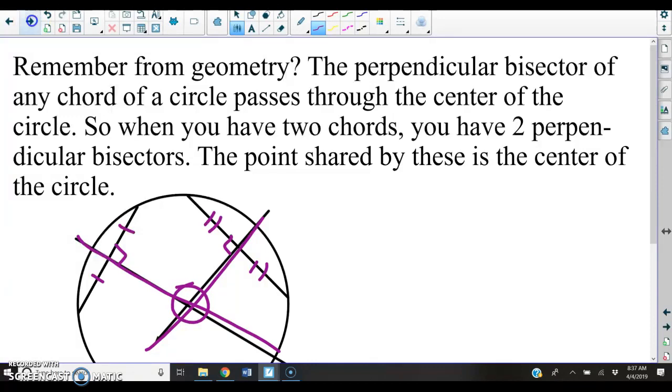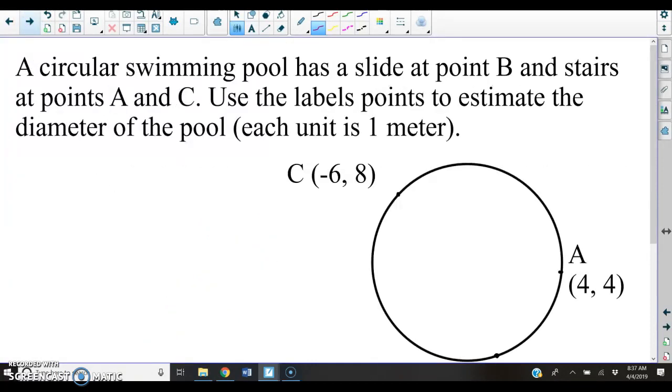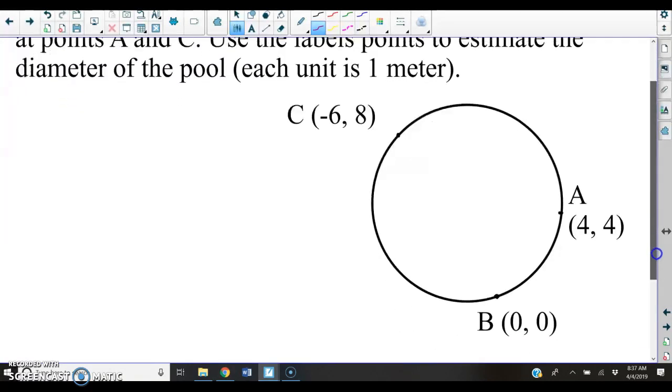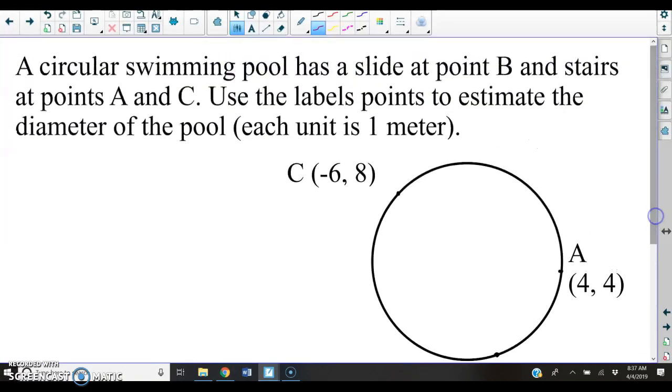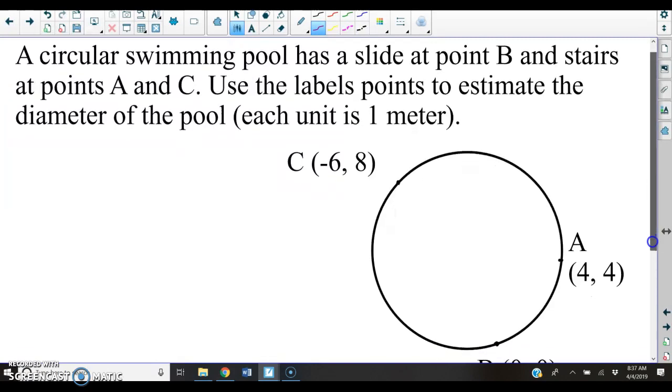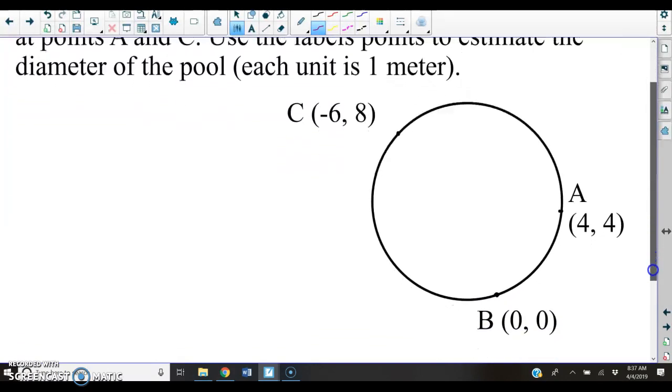All right, so I have an example. Okay. A circular swimming pool has a slide at point B, the B is down here, and stairs at points A and C, excuse me. Use the labels of the points to estimate the diameter of the circle. And think of each unit being 1 meter. Okay? So I don't know about you, but I think this chord and this chord would be the easiest to work with because of that 0, 0.